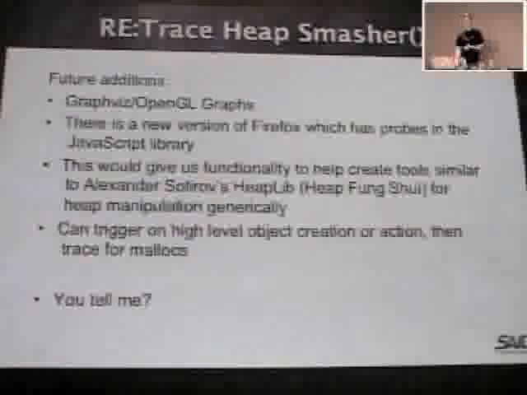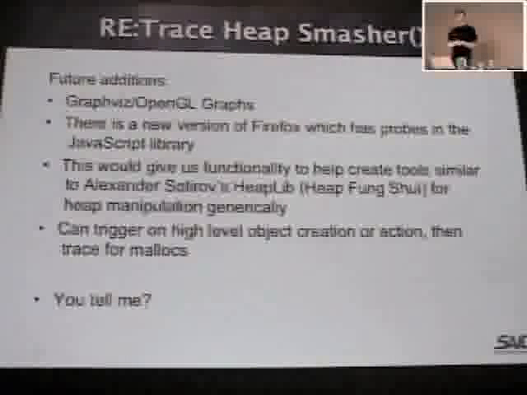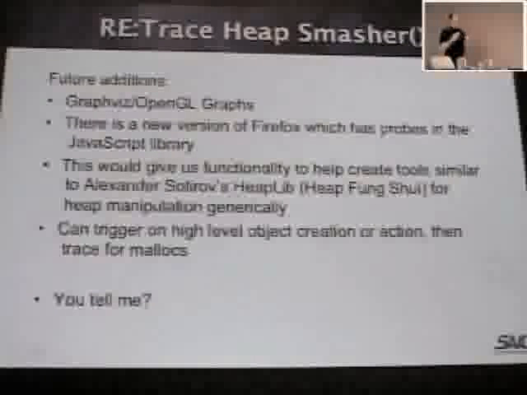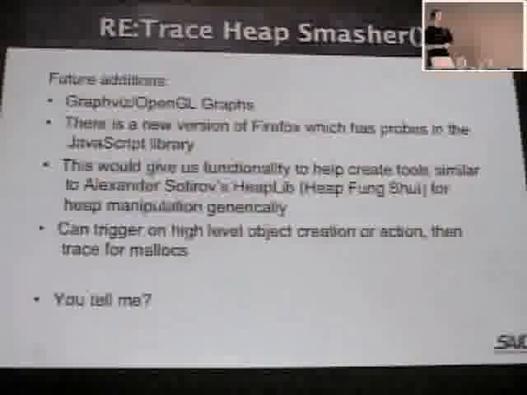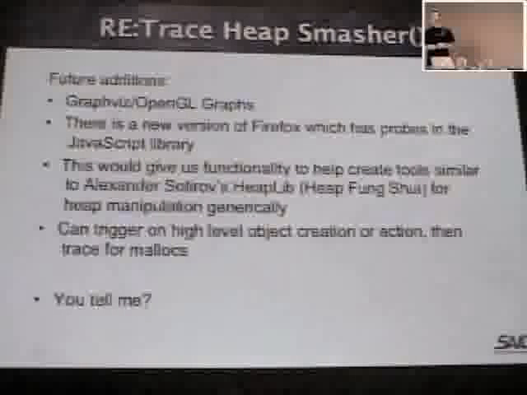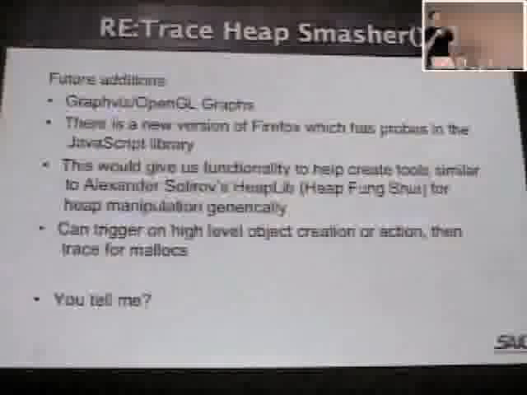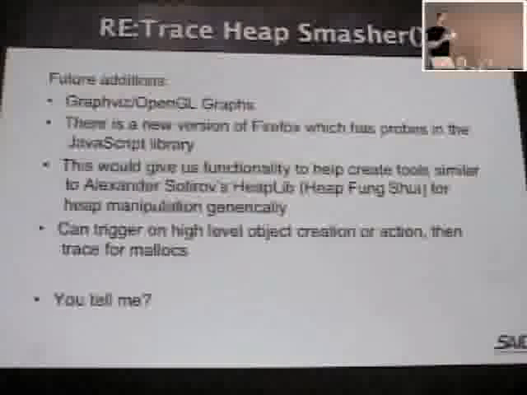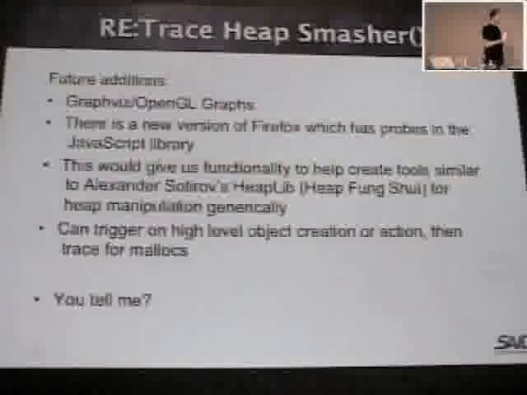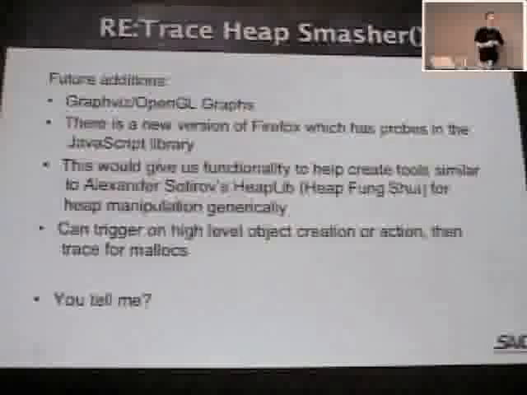So there's a lot more we could do with this, like visualizing the heap space, or trying to monitor heap allocation algorithms and understand them so that we can create tools like Alexander Sotirov's heaplib, which does this really cool heap feng shui thing. So if you're not familiar with that work, he's figured out how to, from the browser within JavaScript, make allocations of strings or call string concatenation functions that actually translate into process level heap allocations.